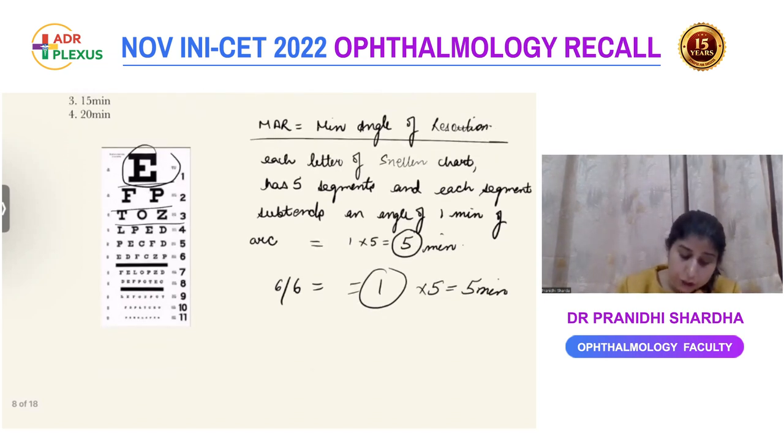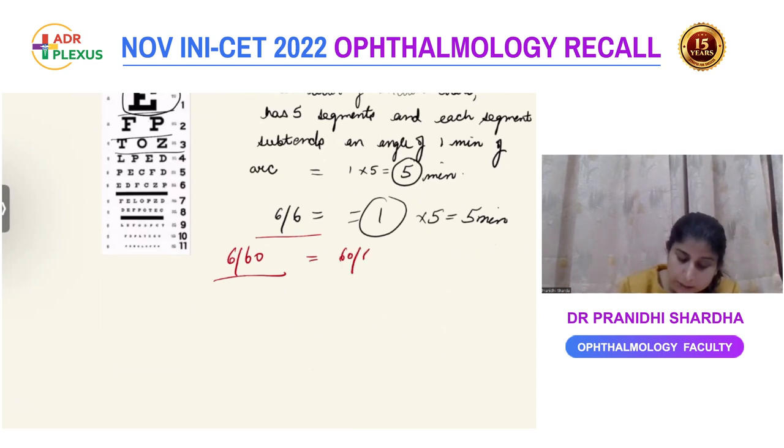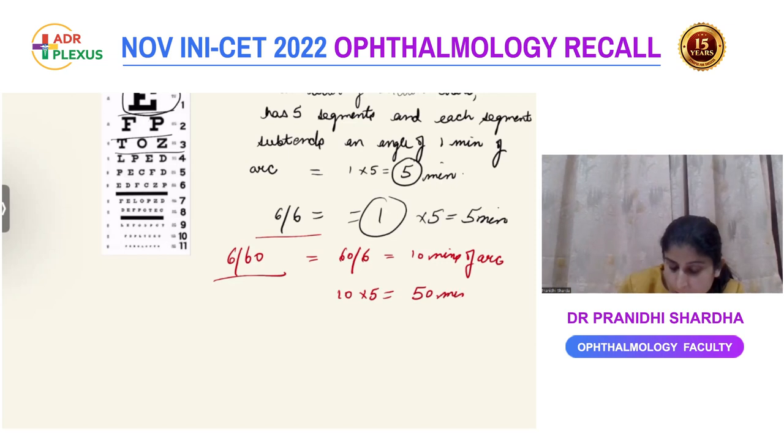If the question is asked about 6/60, what will be the answer? If the visual acuity is 6/60, we reverse it. It will be 60/6, that is 10 minutes of arc for 1 segment. So in total, it will be 10 into 5, which is 50 minutes of arc.